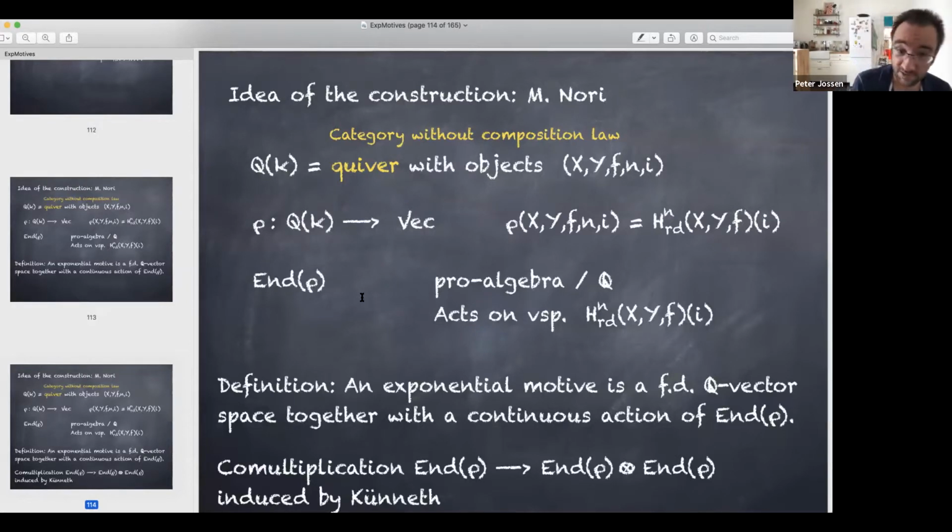So this algebra of endomorphisms of rho comes with a co-multiplication that makes it into a Hopf algebra. It's co-commutative, but not commutative. This co-multiplication is induced by the Künneth isomorphisms, and it gives you the tensor structure on the category of modules over the endomorphism algebra of rho. That means on the category of motives. And this last part, the co-multiplication, is slightly non-formal, but that was solved by Nori essentially, and we needed to adapt this to the context with the function in play.